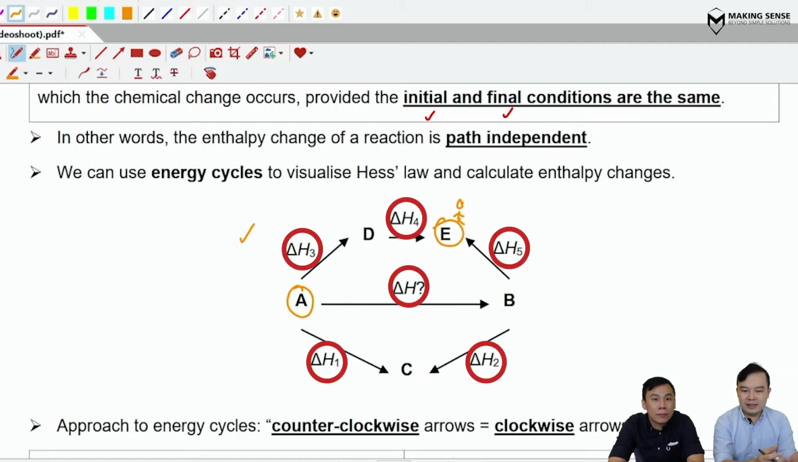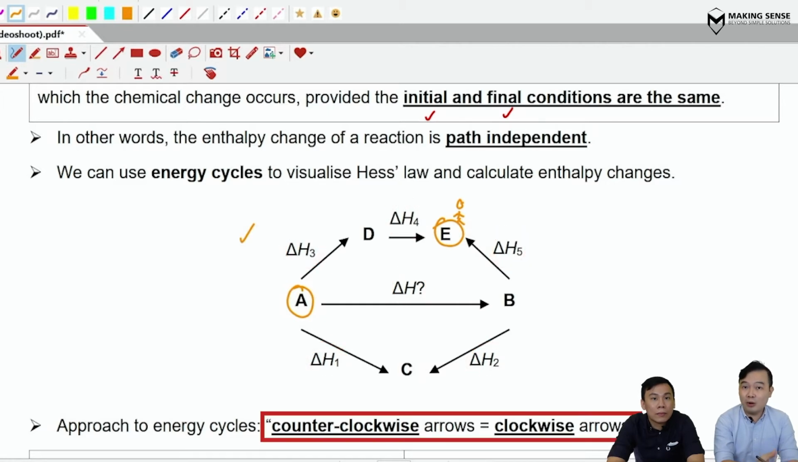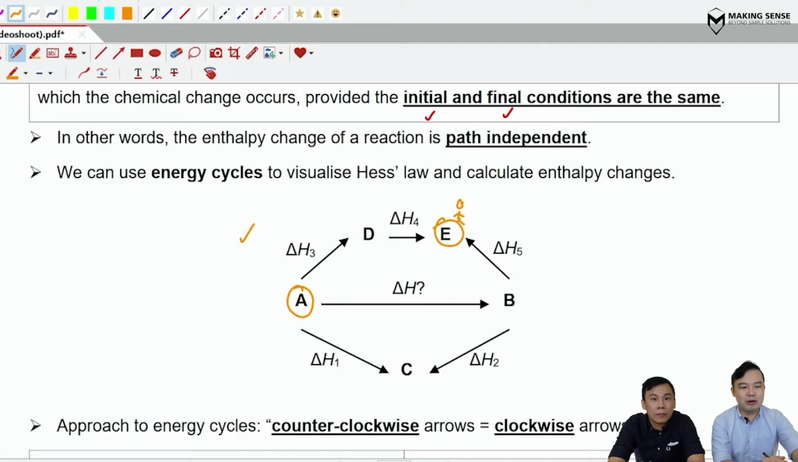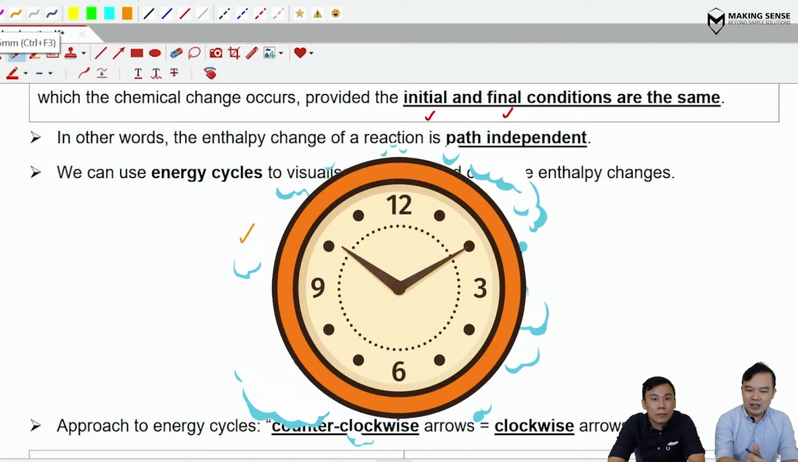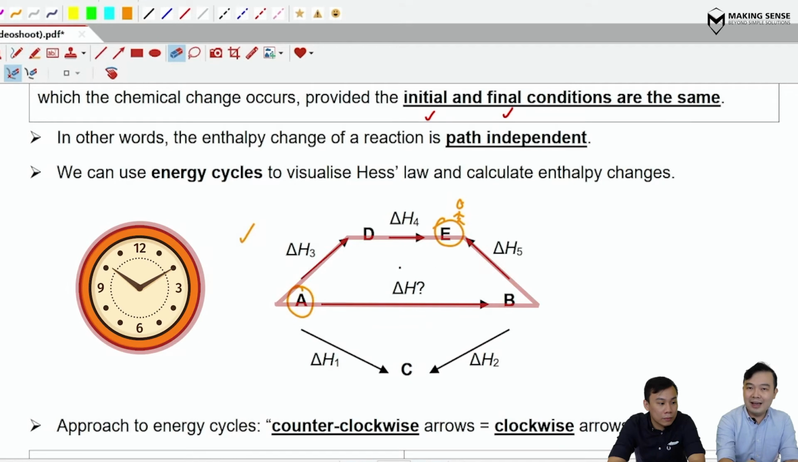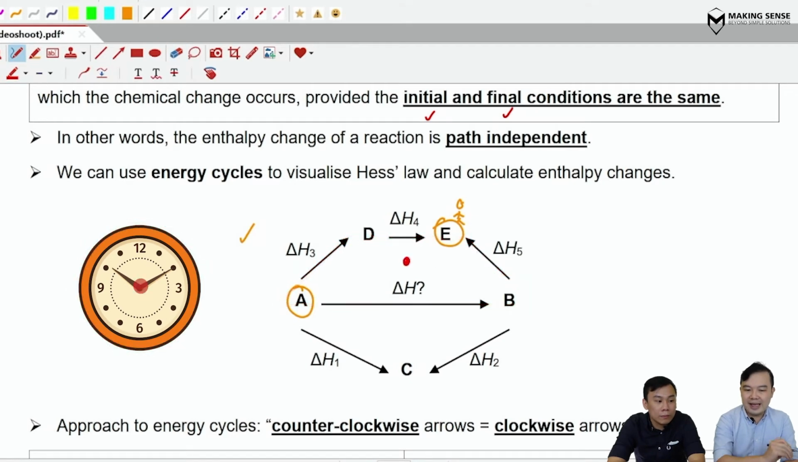So what we're going to do over here is use a method called the clockwise arrows equals the counterclockwise arrows. The first thing that we do is always to identify the center of the clock. If I take a look at the top circle, obviously the center of the clock is going to be here, and I'm going to take a look at all these clockwise arrows.